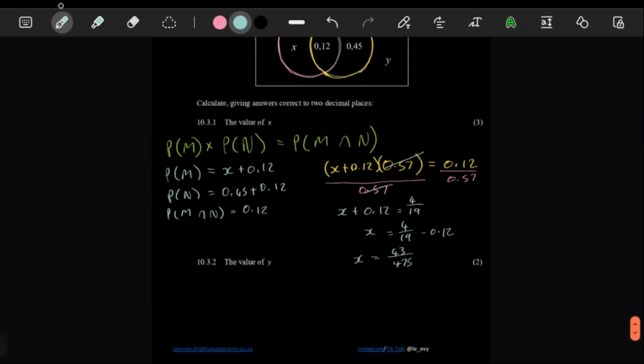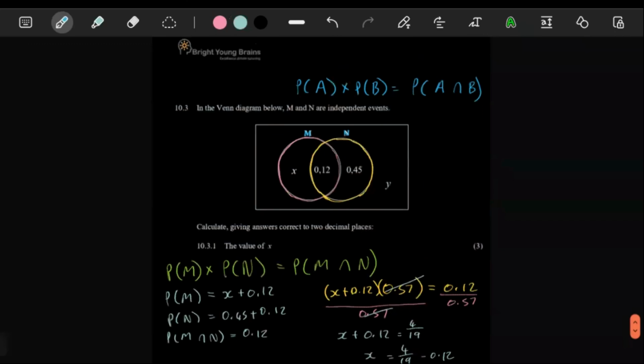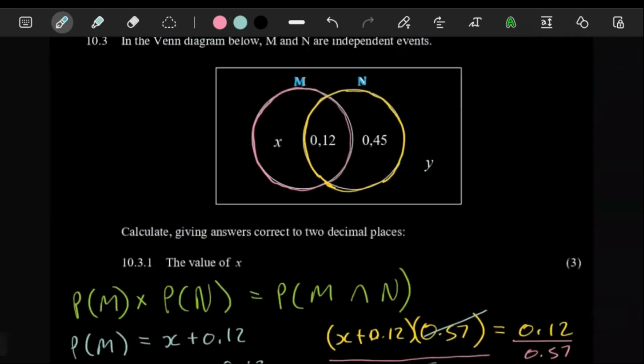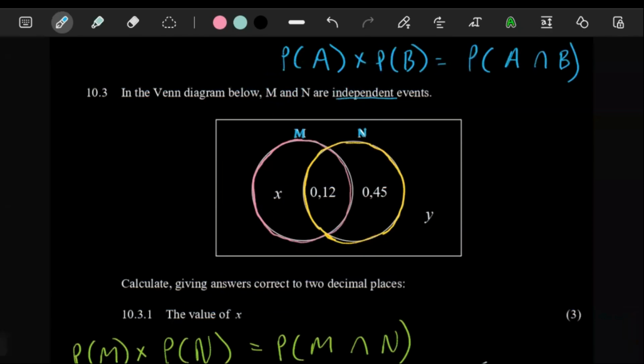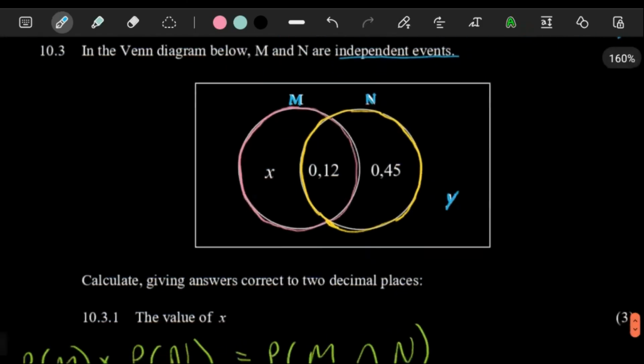Getting a value of y here is not a problem. Fortunately, it's quite simple, because remember, the Venn diagram gives an idea of how everything relates to each other. In probability, the different probabilities of your different events all put together give you 1. So the probability of M alone, the probability of M and N, the probability of N alone, and the probability of neither, which is where Y comes in, should all add up to 1. Meaning X plus this plus the Y should add up to 1.